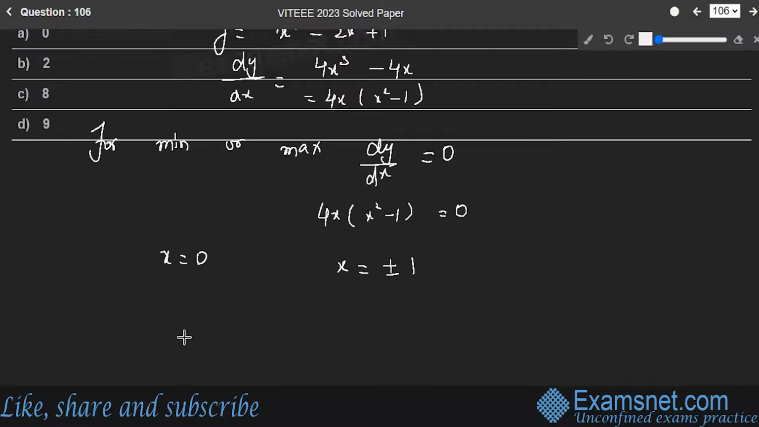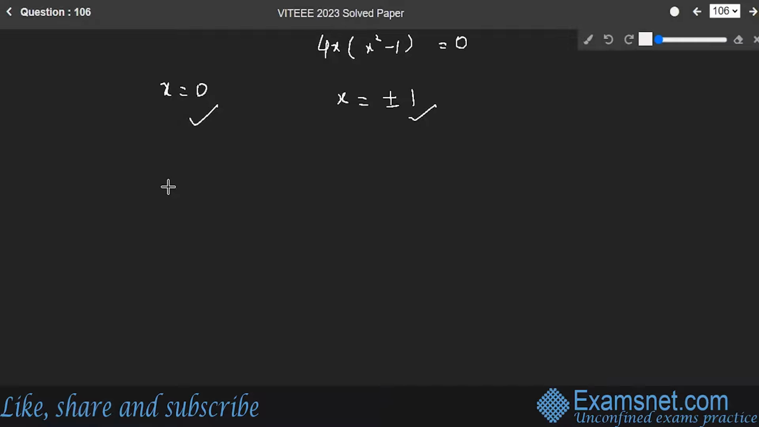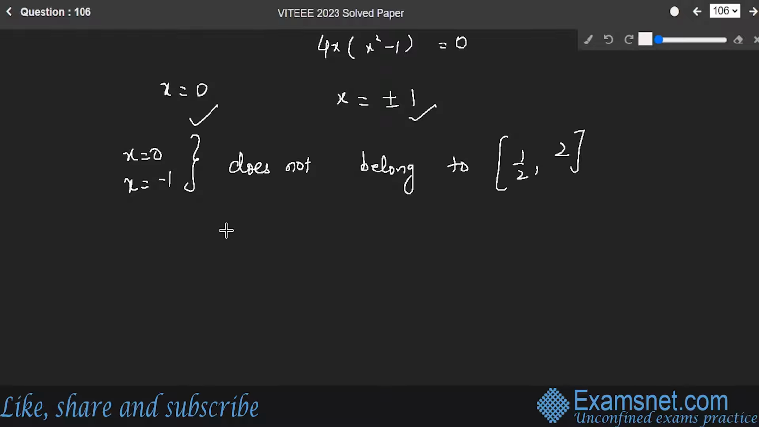x is equal to plus minus 1. Right. Now, x is equal to 0 and x is equal to minus 1, these two do not belong to the interval 1 by 2 to 2. So simply what does that mean? x is equal to 1. So you have to find the minimum value, right?